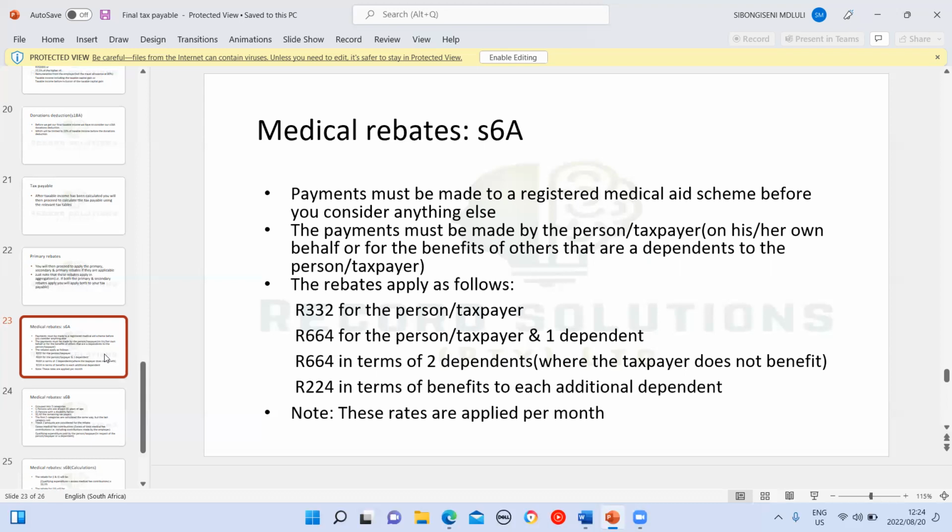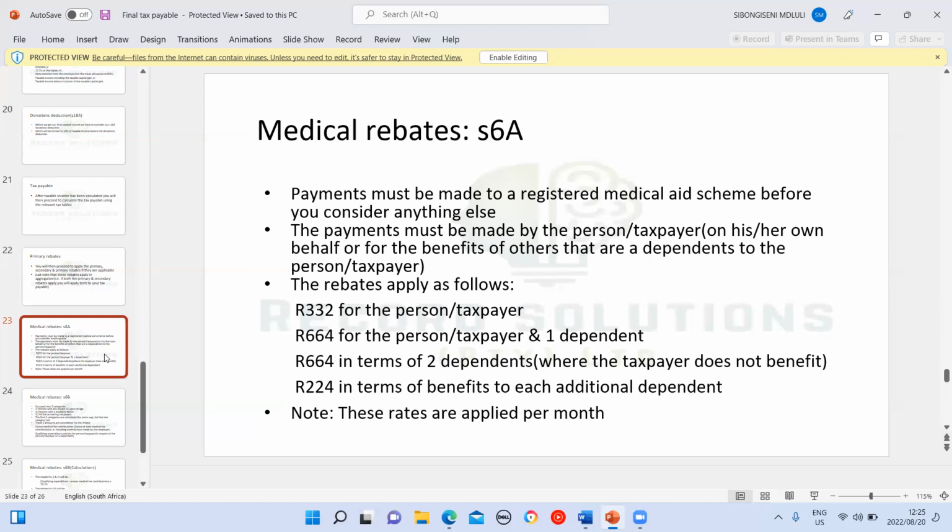But as long as he has dependents within that scheme, the medical rebate will apply to him, as he has paid for the benefits of those dependents. Now, these rebates apply as follows. There will be 382 Rand for the person or taxpayer if they are alone, 664 Rand for the taxpayer and one dependent, 664 and in terms of two dependents, remember this is where the taxpayer does not benefit, is just paying these medical aid fees for the benefit of others which are dependents.